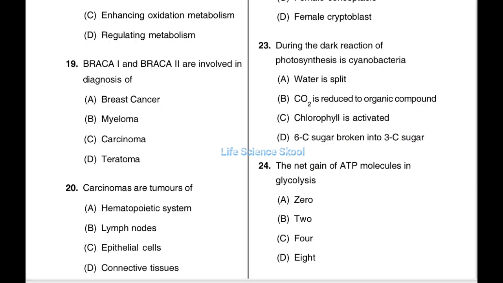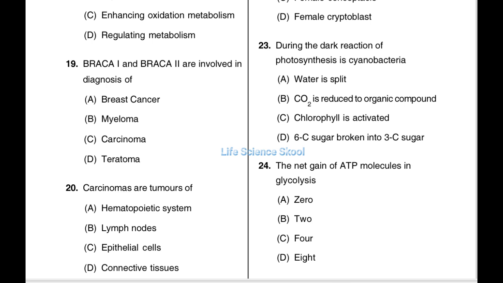Moving on to the next question. During the dark reaction of photosynthesis in cyanobacteria: option A, water is split; option B, CO2 is reduced to organic compound; option C, chlorophyll is activated; option D, 6C sugars broken into 3C sugars.